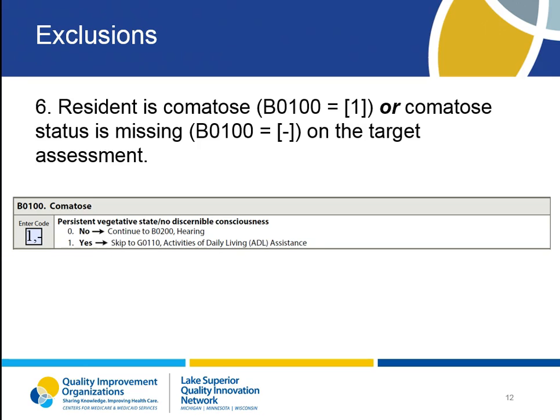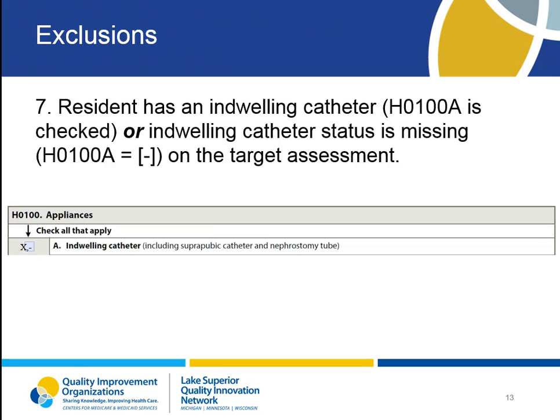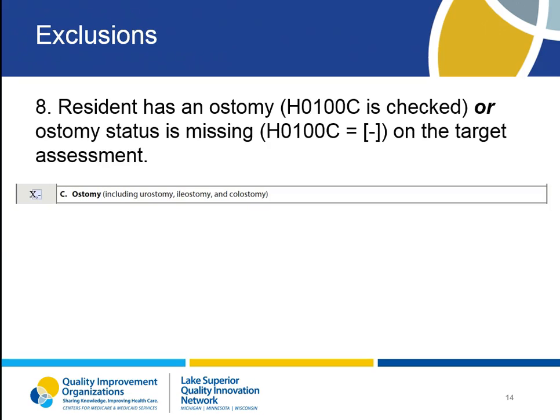The seventh exclusion is that the resident has an indwelling catheter, H0100A is checked, or an indwelling catheter is missing, which would be coded as a dash, which means it is not assessed on the target assessment. The eighth and last exclusion for this measure is that the resident has an ostomy, H0100C is checked, or the ostomy status is missing, so H0100C is coded with a dash.